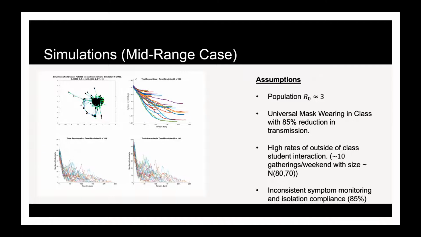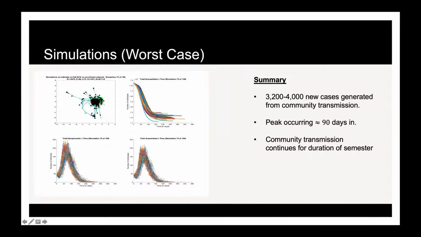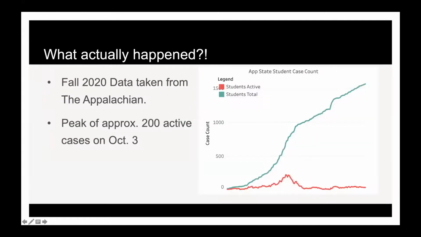We know that sort of happened, but we know there was a major peak. And in fact, when we looked at our worst case scenario, that's exactly what we got, this noisy peak. Here you have a peak occurring about 90 days in, and you have about 3,000 to 4,000 new cases being generated from community transmission. If you look at this peak here, this is measuring the total number of symptomatic cases. And I think this prediction was that at the peak, we would have about 200 symptomatic cases.